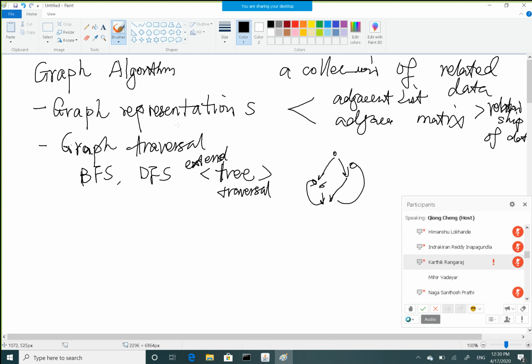And once you understand the tree traversal, because they use recursion, right, it will be easy to understand. And now let's take a look at another very important question, which is the reachability question.